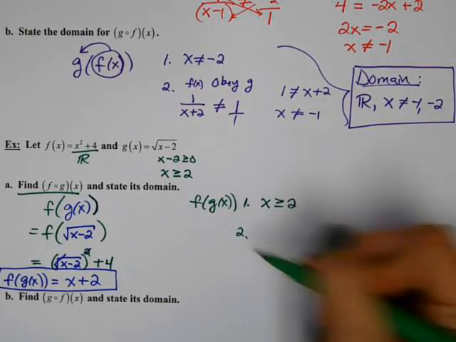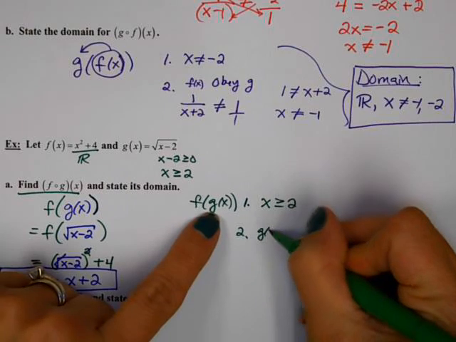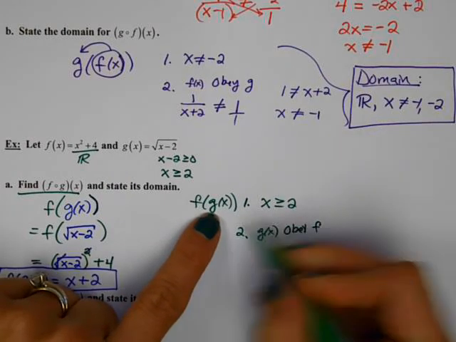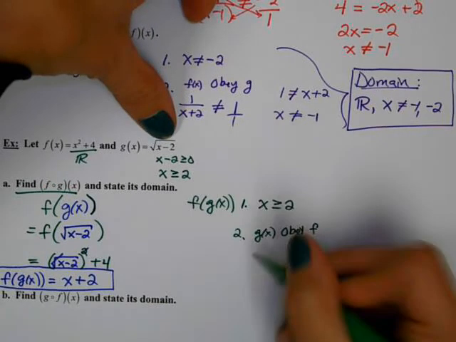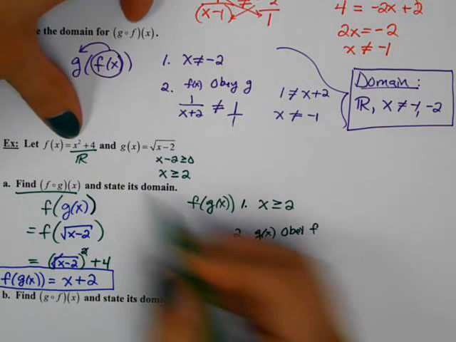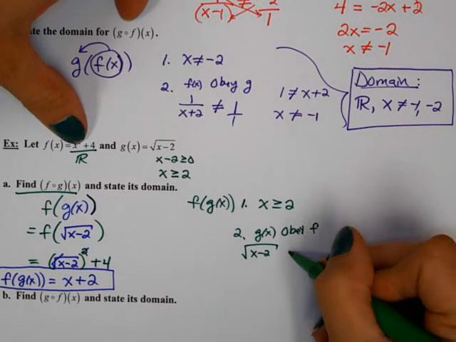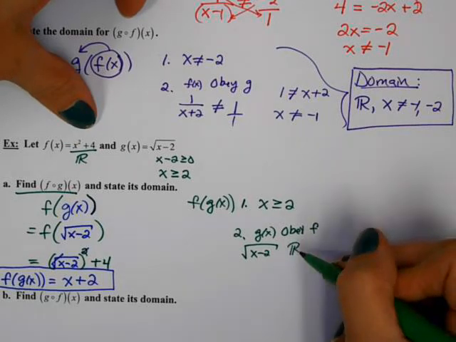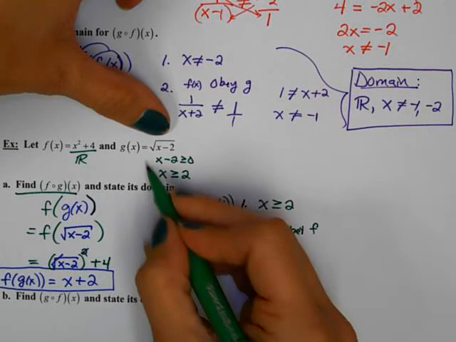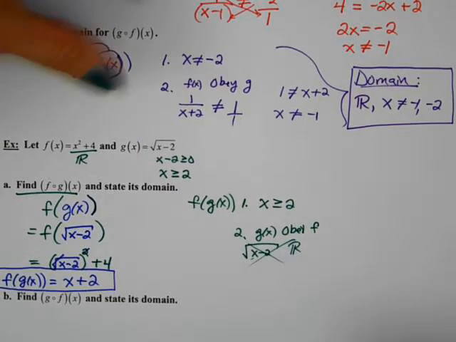And then for step 2, g of x must obey f. So let's write the g of x equation. The radical x minus 2 must obey f. F says, I'll take all reals. Well, that's easy. F will accept all reals. Of course, it'll accept the square root of numbers. That's not a problem at all.